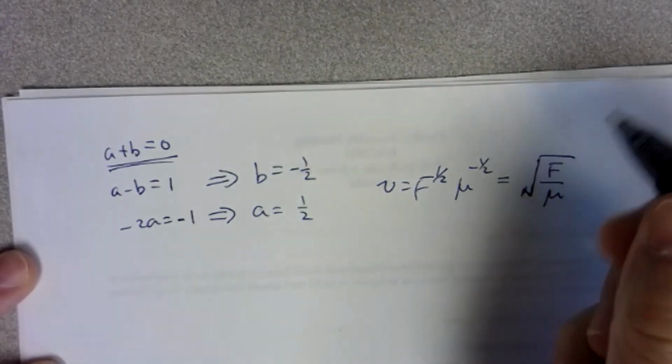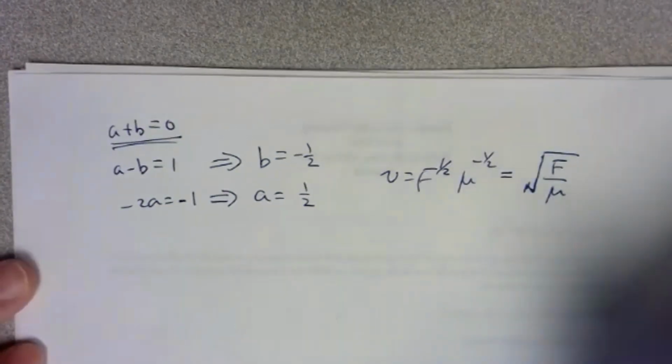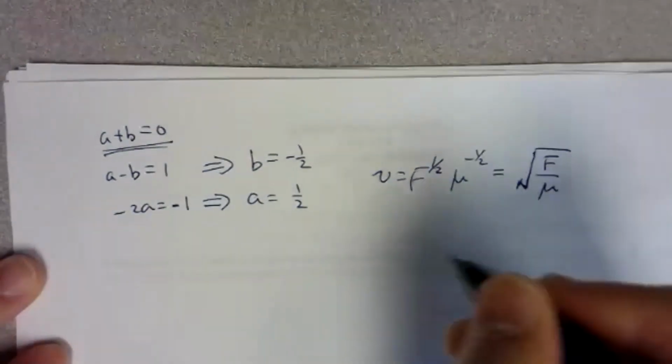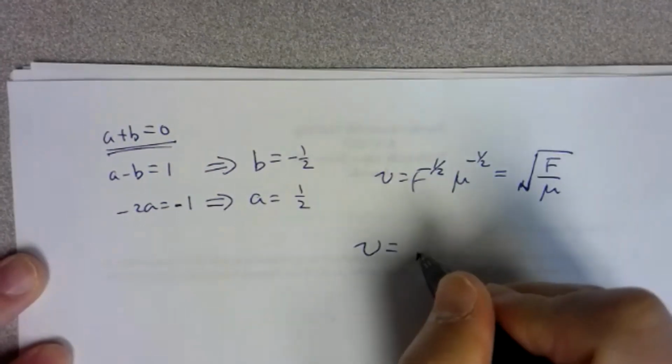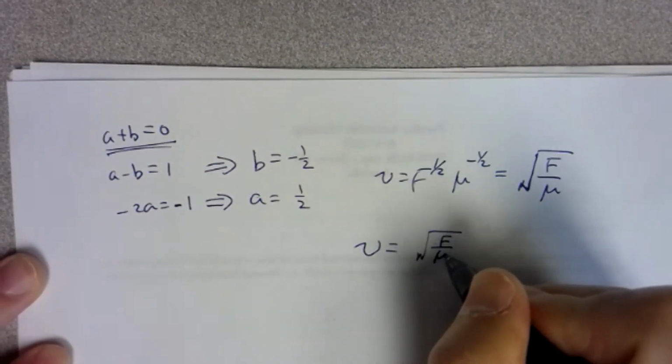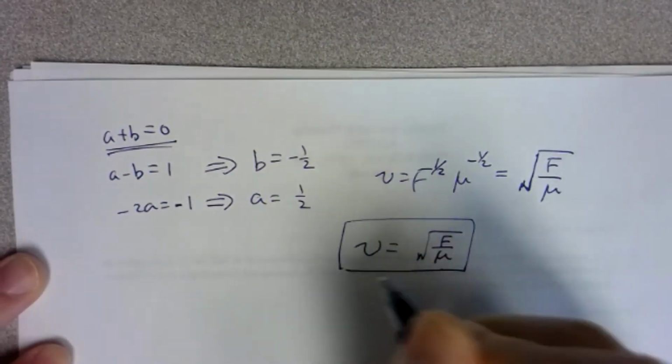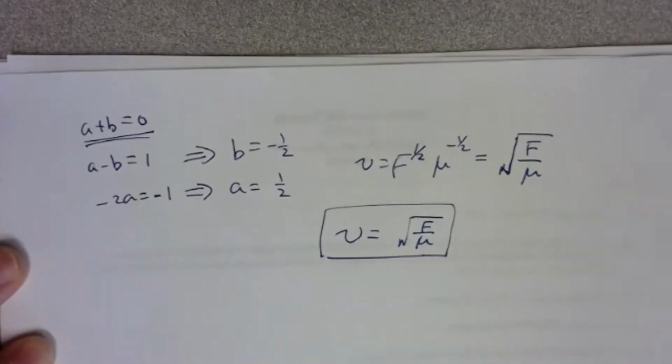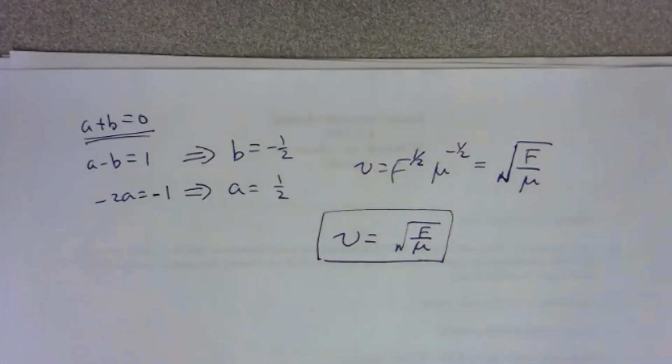That's also what we had in the lab. This gives you the speed in terms of tension over mu, the final relationship for the speed of a wave in a string under tension. So it depends on the tension, and it also depends on the linear density. Okay, so let's go back to the slide.